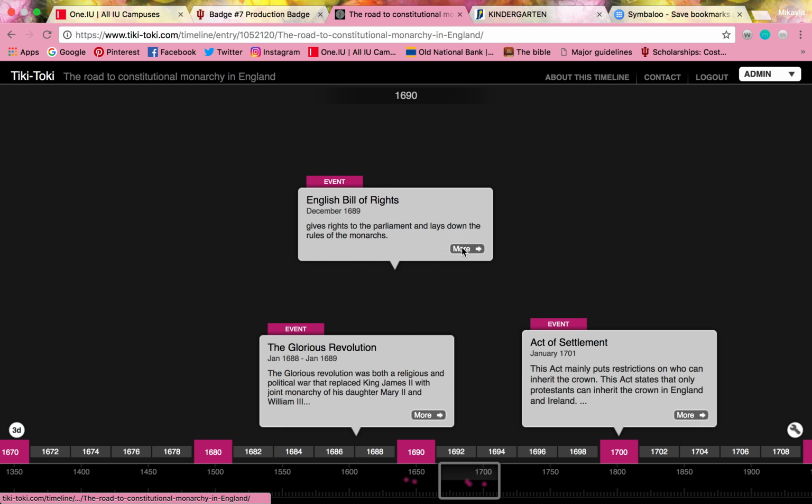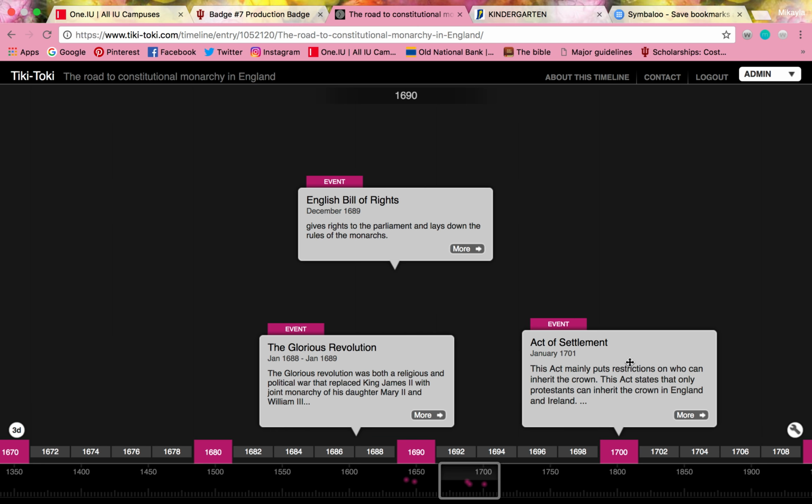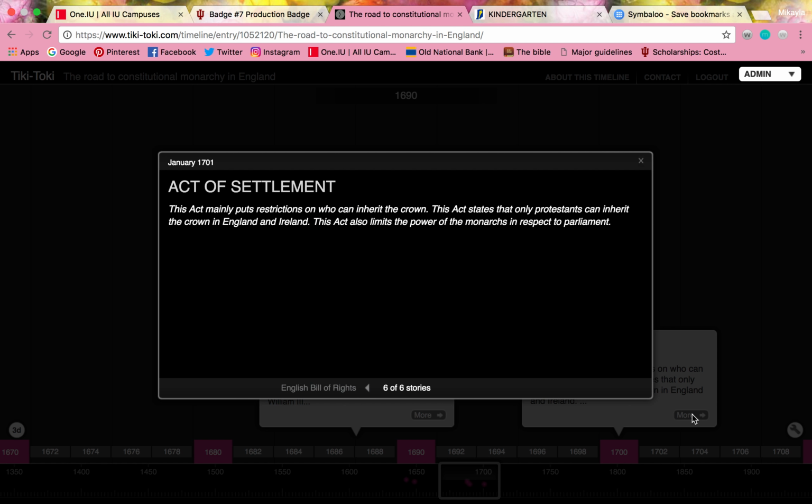So in December of 1689, the English Bill of Rights was signed, and this basically just gave rights to the Parliament and laid down the rules of the monarchs. And in January of 1701, the Act of Settlement was signed, and this act mainly puts restrictions on who can inherit the crown. It states that only Protestants can inherit the crown in England and Ireland.